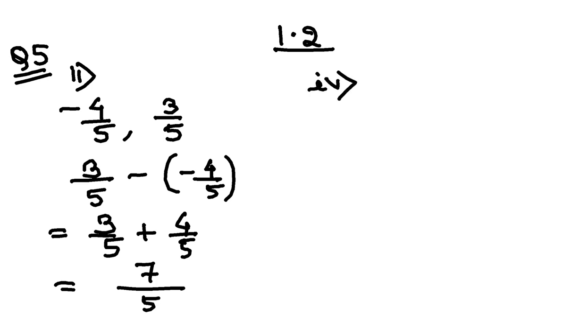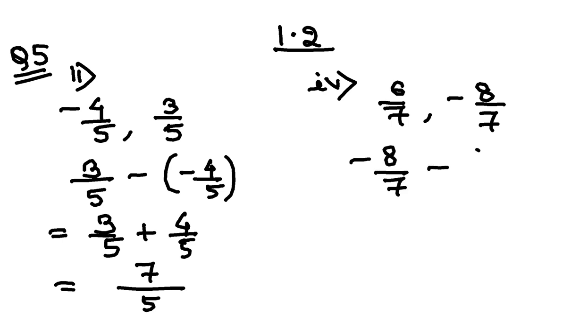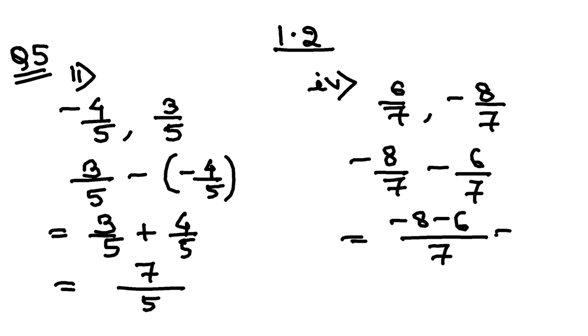The two terms are 6 by 7 and minus 8 by 7. So second term minus first term. So minus 8 by 7 minus 6 by 7. LCM is of course 7. Minus 8 minus 6. Minus 8 minus 6 is minus 14 by 7. And my final answer will be obviously minus 2. Alright. Very easy. Please try rest of the questions. Now let's move on to question number 6.